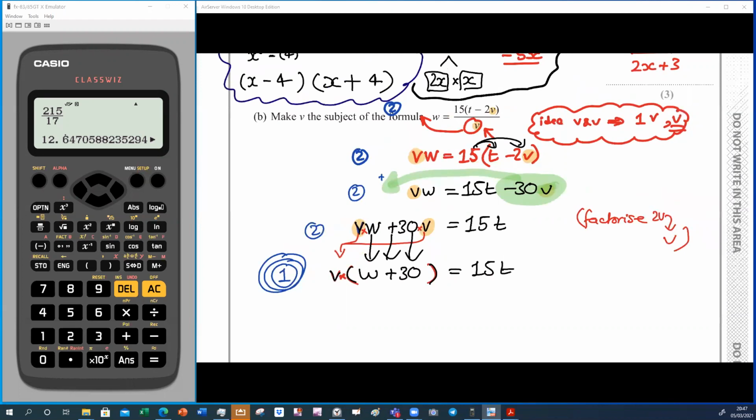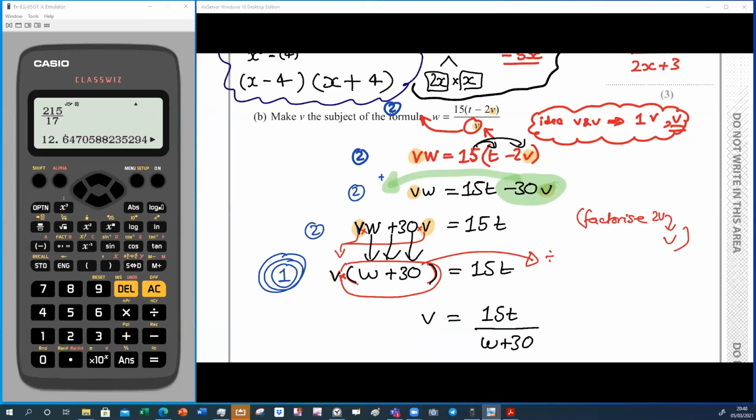Since there's a times in between, you'd have to divide. So it's going to be move that to the other side. You grab the whole bracket because it's been timed by V. We grab it, we throw it over, it becomes a division. So we say V equals 15T divided by W plus 30.